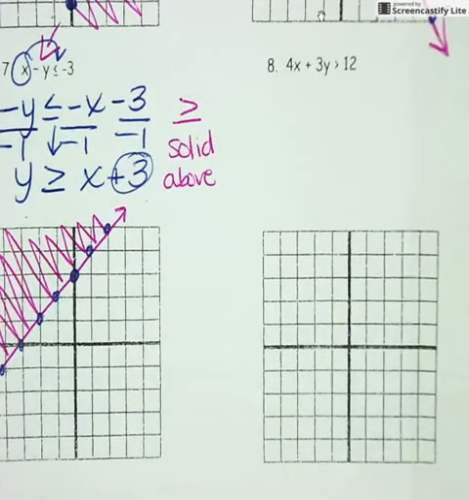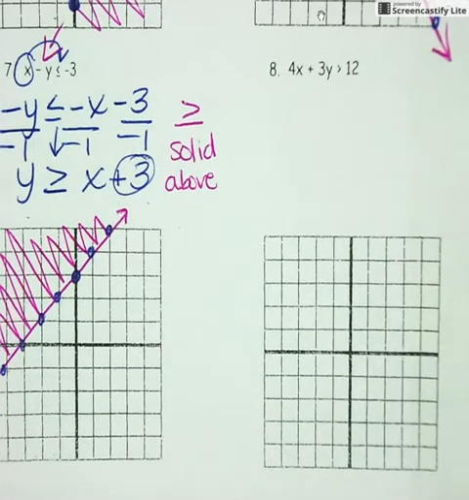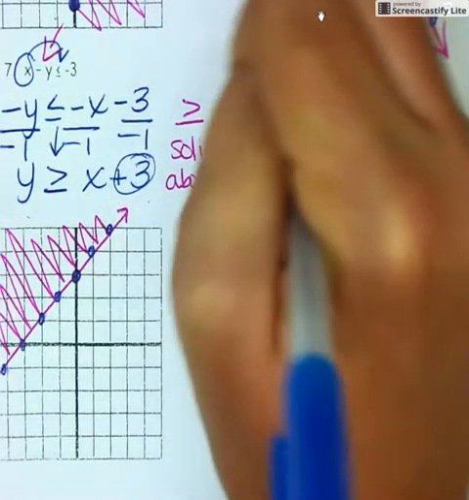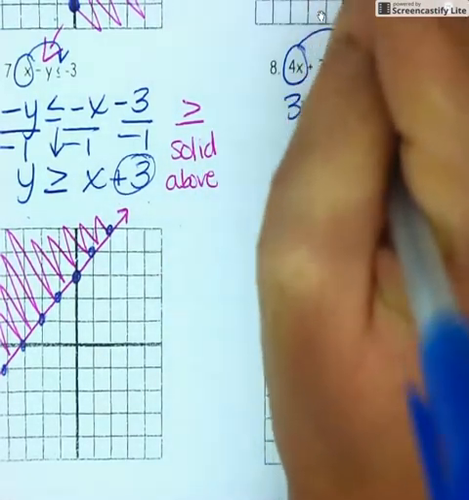Okay, and the last one that y'all had was number 8. So to get y by itself first, I'm going to move my 4x, and it becomes negative 4x.